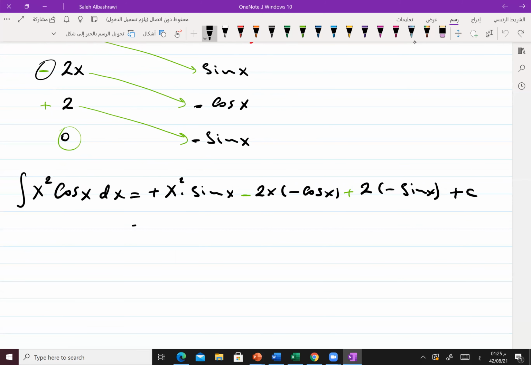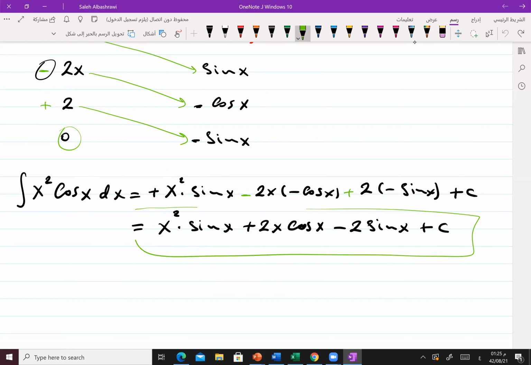So I can write it again as x squared multiplied by sine x, minus with minus will give me plus 2x cosine x, minus 2 sine x plus constant c, and that's it. So this is integration using the tabular method. Again, the tabular method is just repeating integration by parts one or two or three times. Let's take another one.